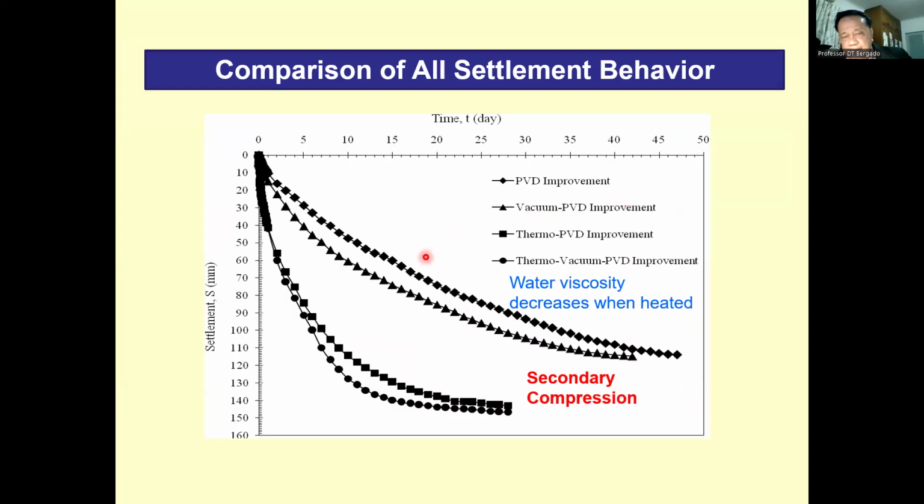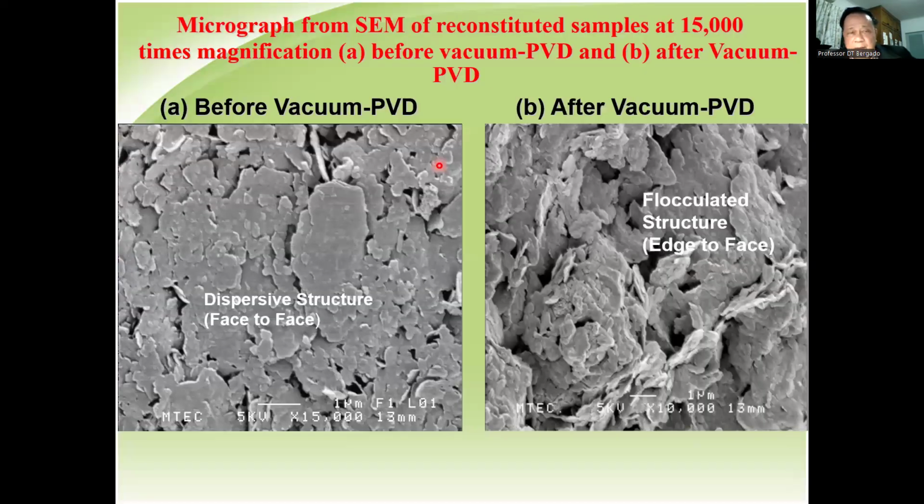And you can see that there is a decrease of the time to consolidation using vacuum and thermal PBDs. This is the scanning electron microscope image: before improvement is a dispersive structure, and after vacuum it becomes flocculated. So flocculated means we have an increase in permeability and strength.